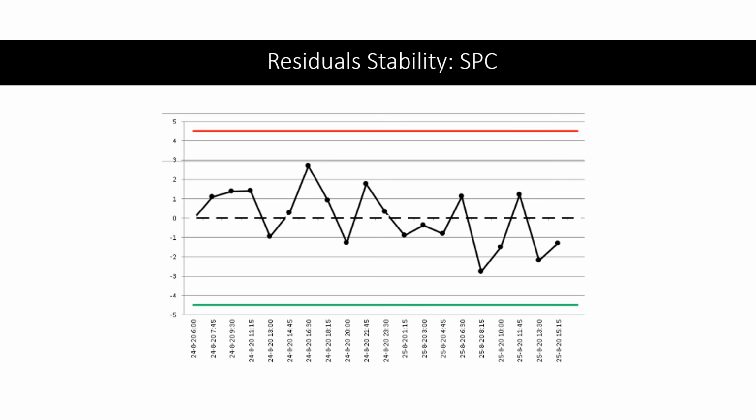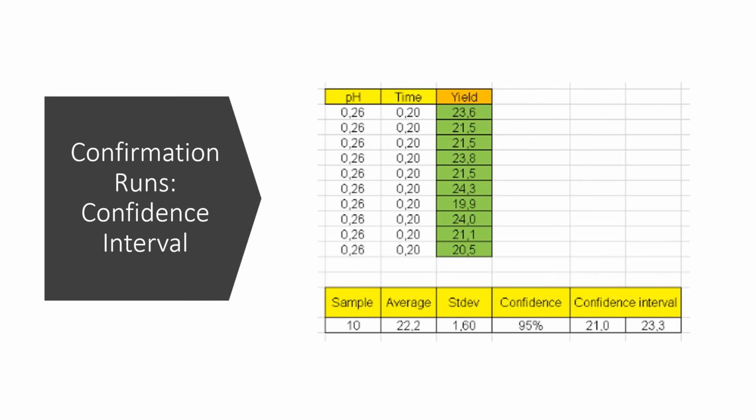No trends have been detected along the time the experiments were run. See the timestamps of each experiment. Now we make confirmation runs with our calculated optimal values for pH and time, and we obtain an average yield of 22.2, with a confidence interval from 21.0 to 23.3.